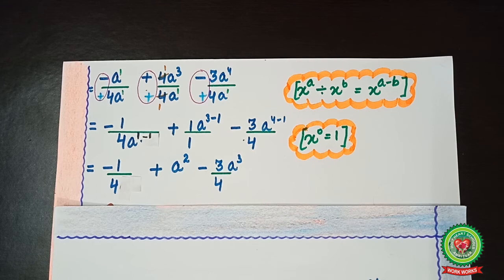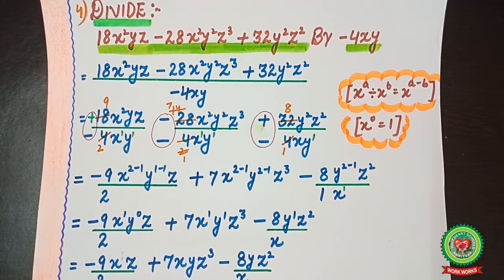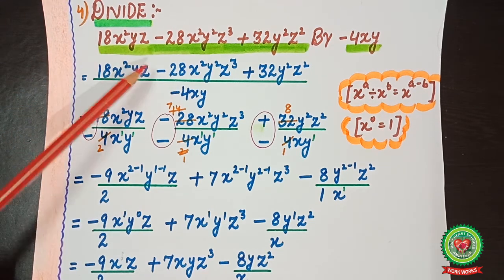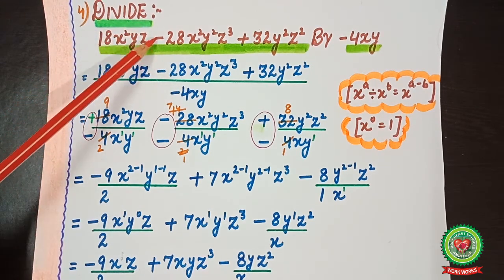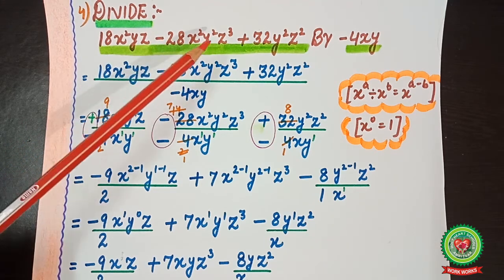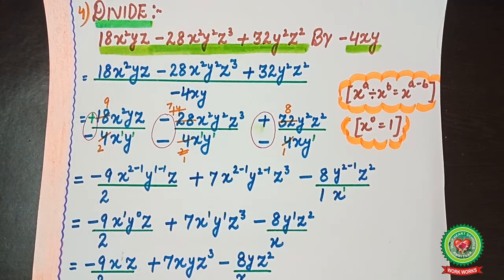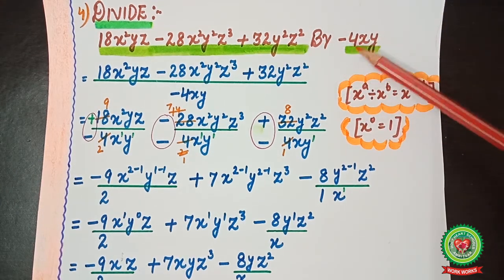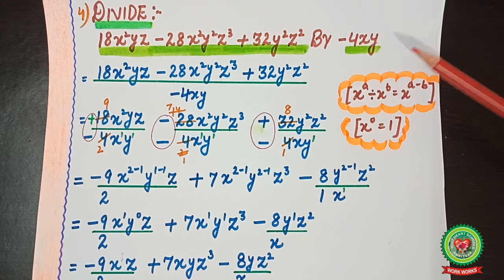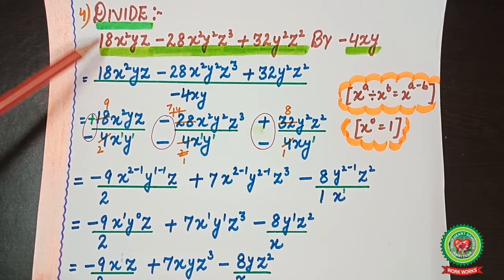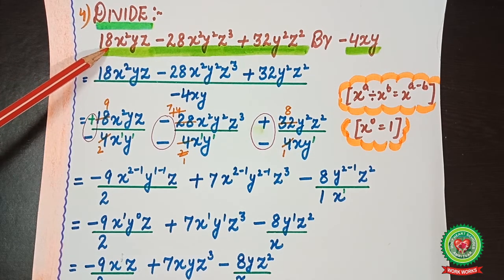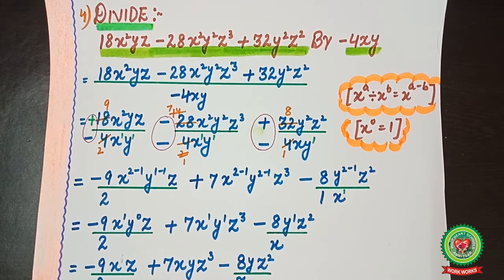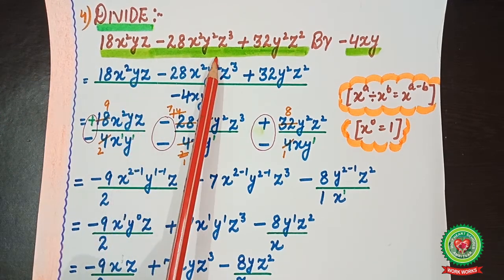Now move to another example. Here we have the given statement: divide 18x raised to power 2 yz minus 28x square y square z cube, and next one we have 32y square z square, by minus 4xy. Such a big statement? Not really. We have the given expression in trinomial form. Why trinomial? Because it contains 3 terms. So we will count them, that is 1, 2 and 3.